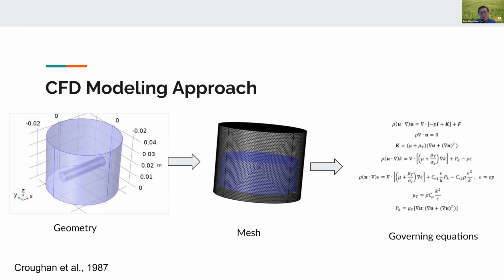So after we develop the geometry, we discretize the whole geometry into millions of elements. These elements are like small parts of the geometry, and on each element we may have multiple nodes. So we can calculate or simulate the flow behavior, like the velocity, the shear stress, etc., on each one of these millions of points on the nodes.